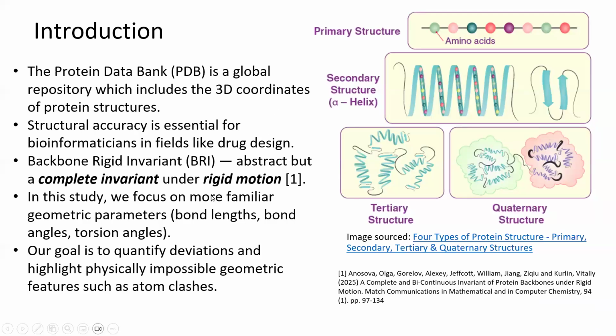So the introduction is quite similar to Olga's really when we talk about the structure of proteins. We've got these amino acid chains where we're just given a list of residues. We build up to secondary structures like alpha helices and beta pleated sheets. And then there are tertiary and quaternary structures, which represent how they actually fold up in three-dimensional space.